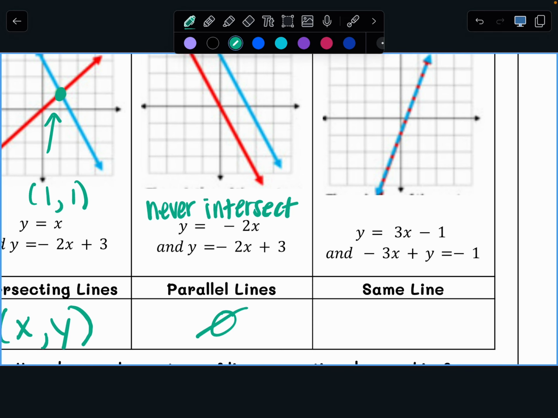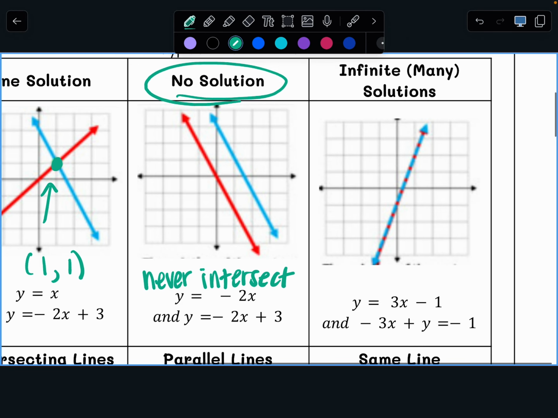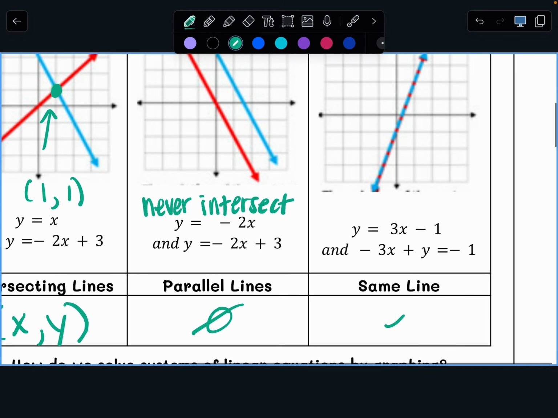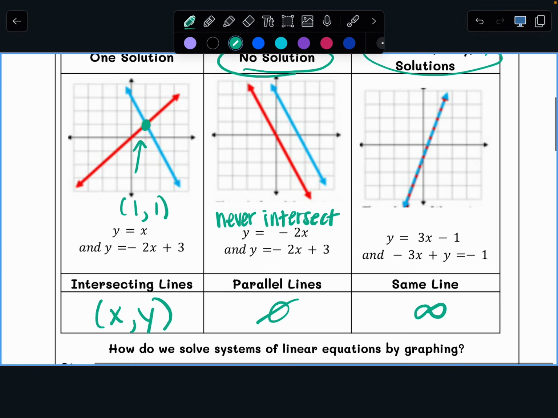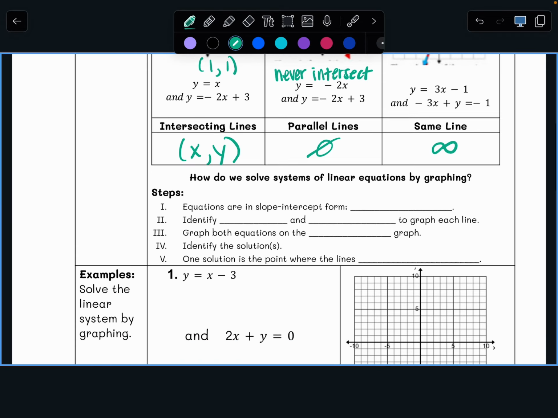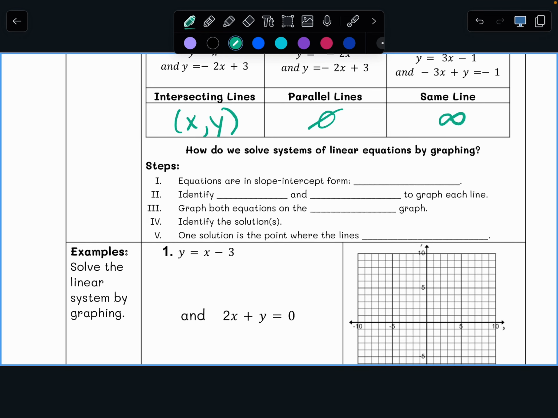Okay, and then in the last example, you can see the equations look different. y equals 3x minus 1 and 3x plus y equals negative 1. They are in fact the same line. One of the equations is written in slope-intercept form and the other is written in standard form, but when you graph them, it is the same line. We call this infinite solutions when they are the same line, because every point on those lines is a solution. Infinite solutions. So for today, we are going to be determining, does this system have one solution, no solution, or infinite solutions?